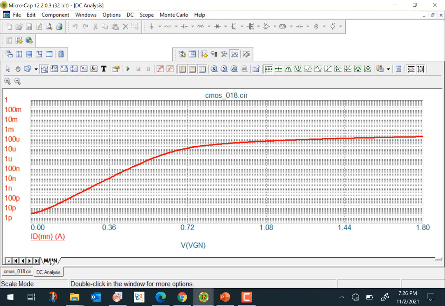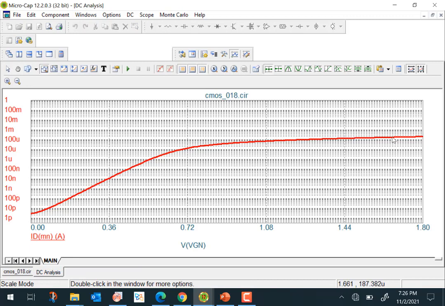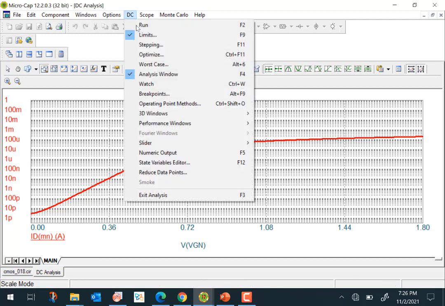Because we've applied a drain to source voltage of the maximum 1.8 volt, our transistor is basically working in the saturation region, primarily up to most of the gate to source bias here. It's in saturation region, and we expect it to be square law, but the square law behavior holds only for large channel MOSFETs. And you can go and explore and see what the behavior is.